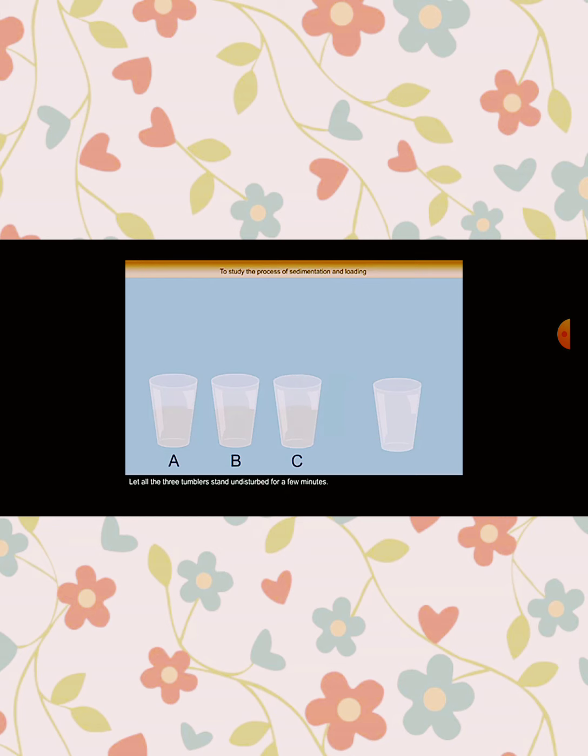Let all the 3 tumblers stand undisturbed for a few minutes. You will observe that the particles of sand settle very quickly and the water in tumbler A becomes clear, while the water in tumblers B and C still remains muddy. Now, take some clear water in the 4th glass tumbler. Take a little amount of alum and dissolve it in the water taken in the 4th glass tumbler to prepare alum solution. Stir the glass tumblers once again with the glass rod.